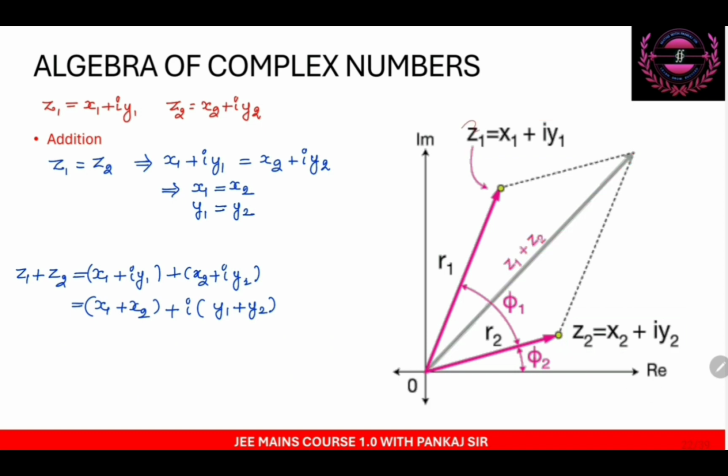From the diagram as well, you can see that you have z1, x1 plus iota y1, and you have z2, x2 plus iota y2. So using the parallelogram law of vector addition, the resultant is represented by the diagonal starting from the point of contact of the two complex numbers, which are represented by lines joining the points to the origin. So this diagonal is z1 plus z2. Let us now understand subtraction of complex numbers.